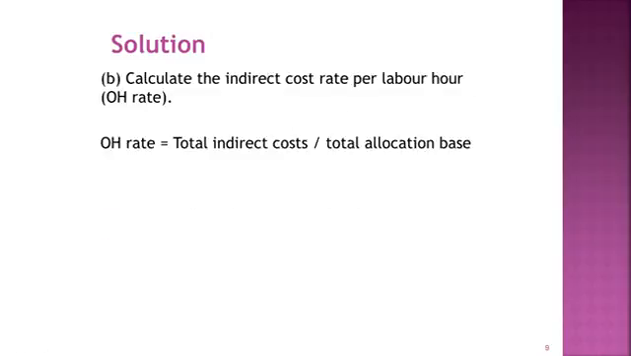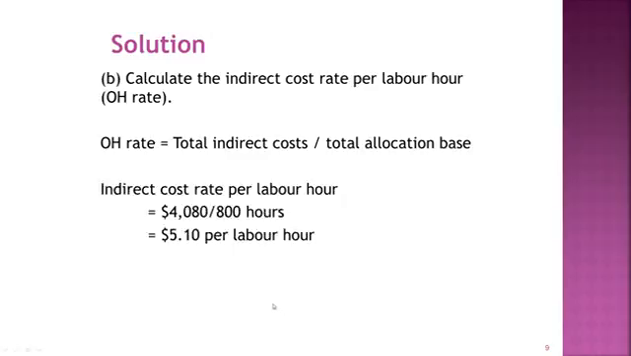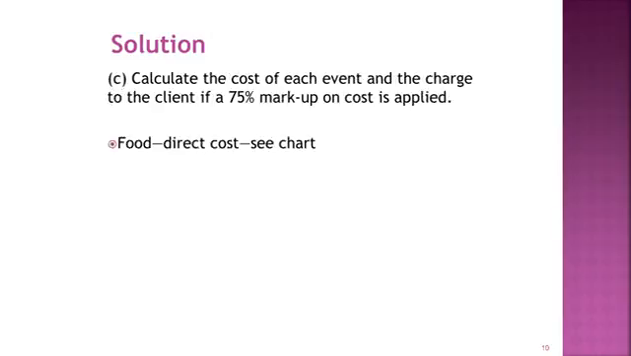The second step is calculate the indirect cost rate per labour hour, the overhead rate. Remember, we calculate the overhead rate by taking total indirect costs divided by the total allocation base. So here the indirect cost rate per labour hour, which will be our cost driver, is $4,080 divided by 800 hours, which is $5.10 per labour hour.